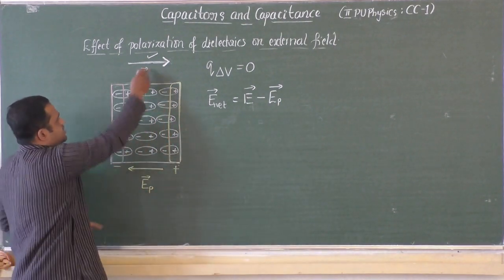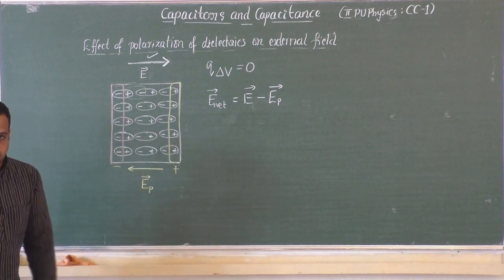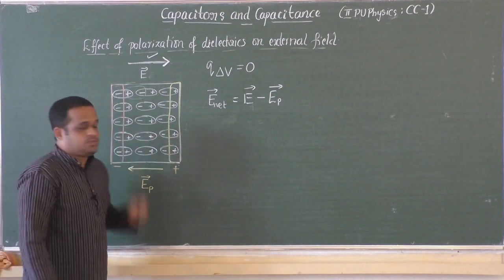Negative sign is because the direction of these two electric fields are opposite to each other. I think it is clear. Now what is the effect of this polarization?